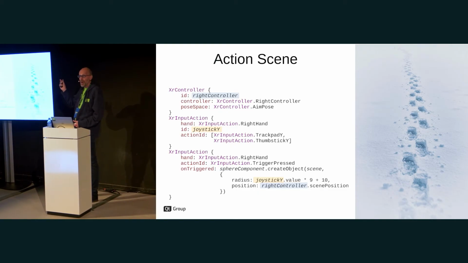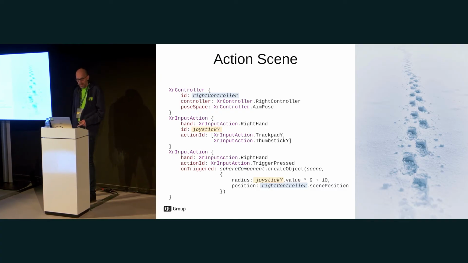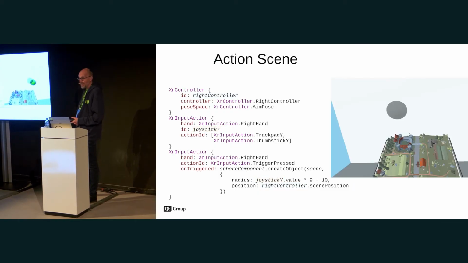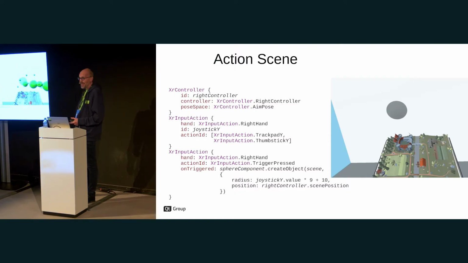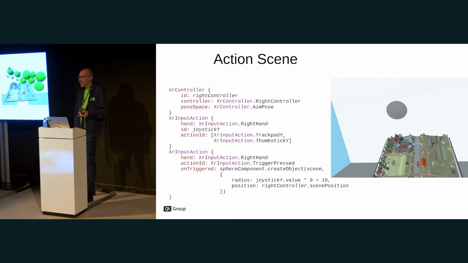I will share the complete code for this example after the talk. So when I run this, it will look something like this. You can see I can create objects when I press the trigger, and I use the thumbstick to make the objects smaller or larger. So that is how to do controller input with Qt.